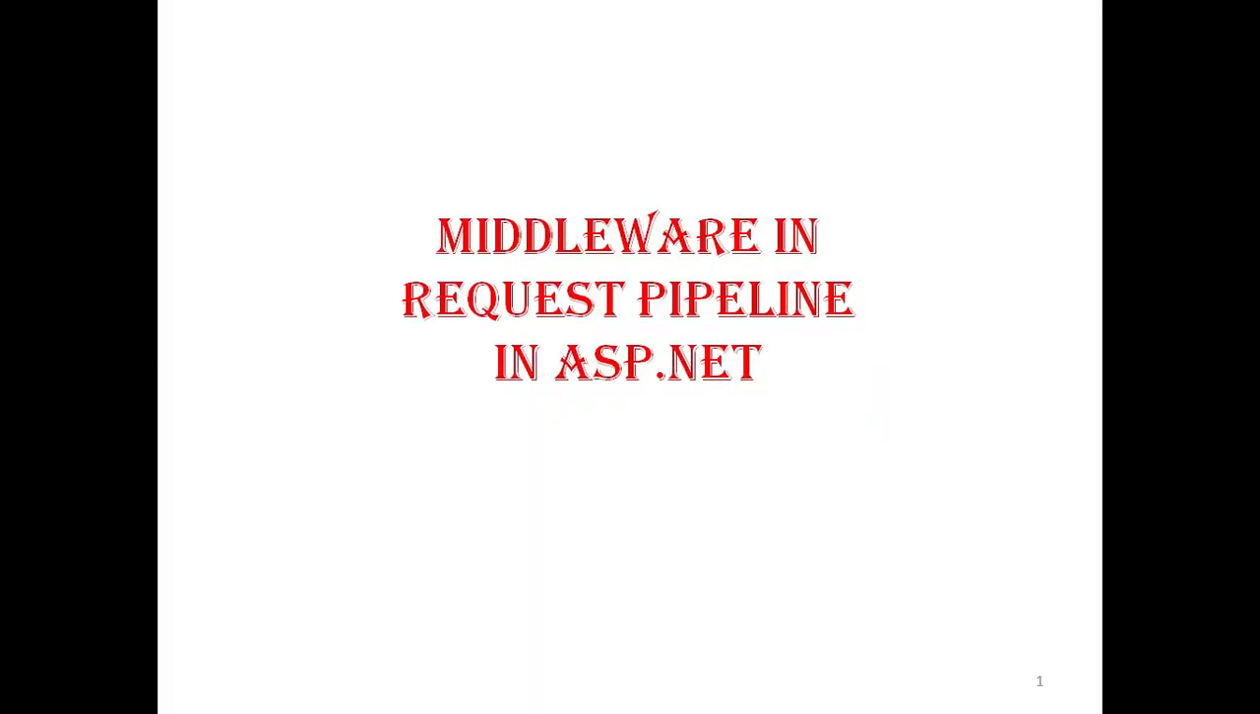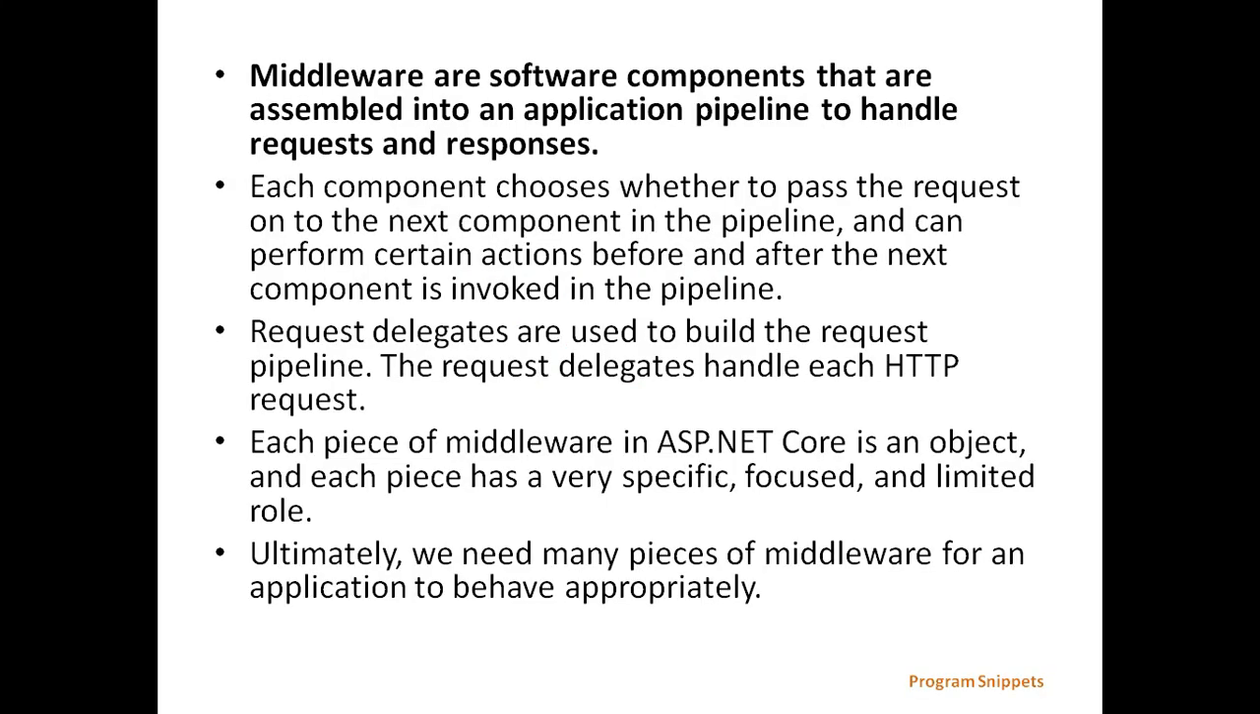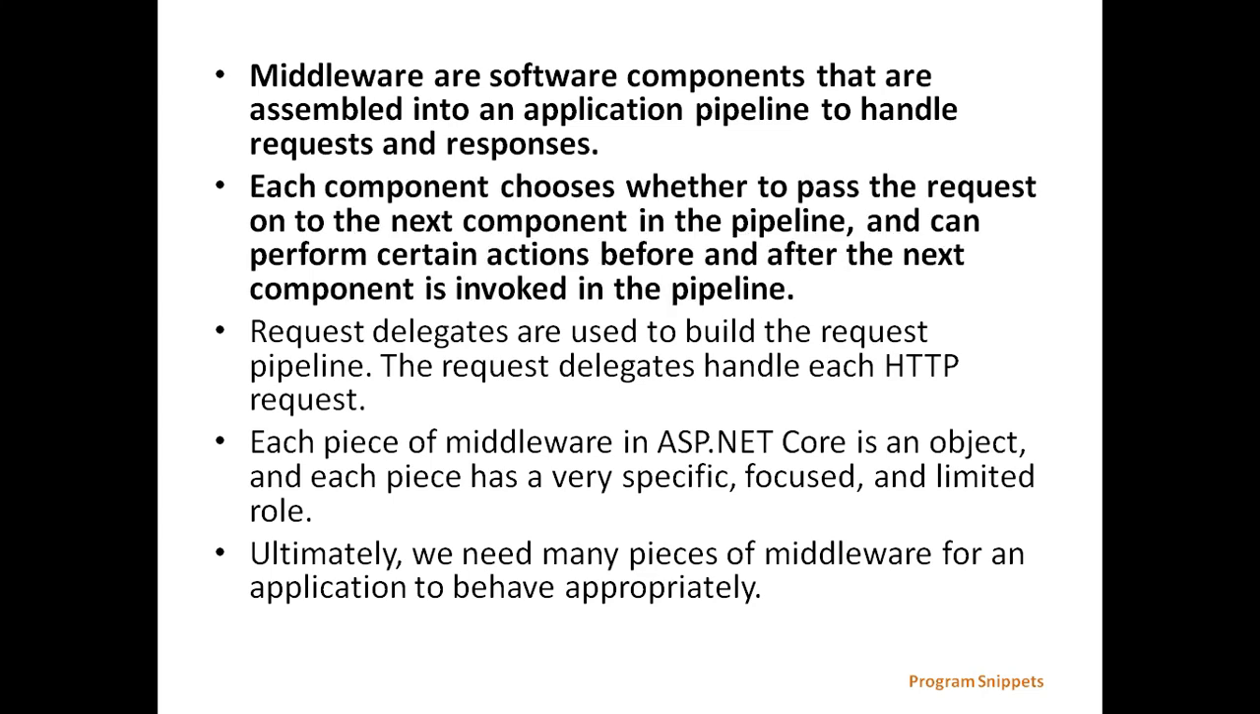Here we will see middleware in request pipeline in ASP.NET. Middleware are software components that are assembled into an application pipeline to handle requests and responses. Each component chooses whether to pass the request on to the next component in the pipeline and can perform certain actions before and after the next component is invoked in the pipeline.